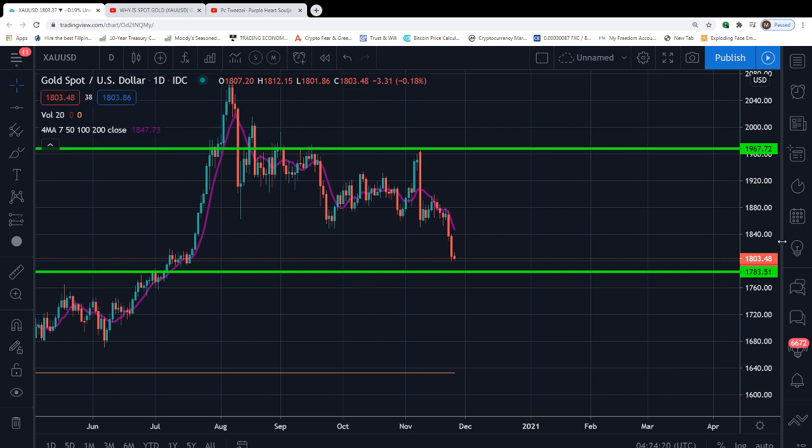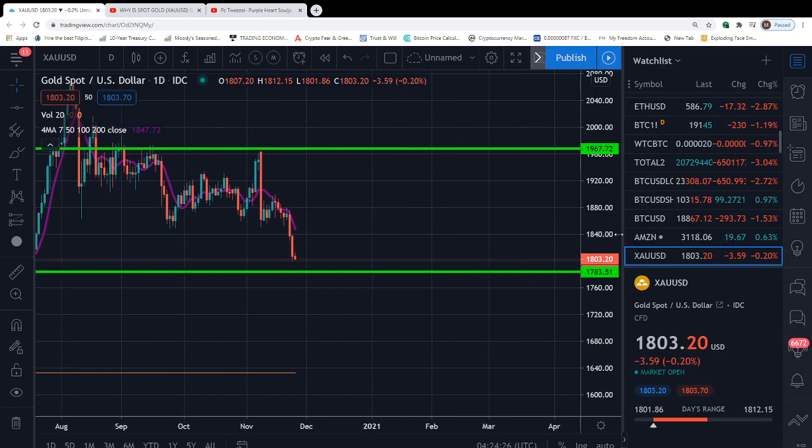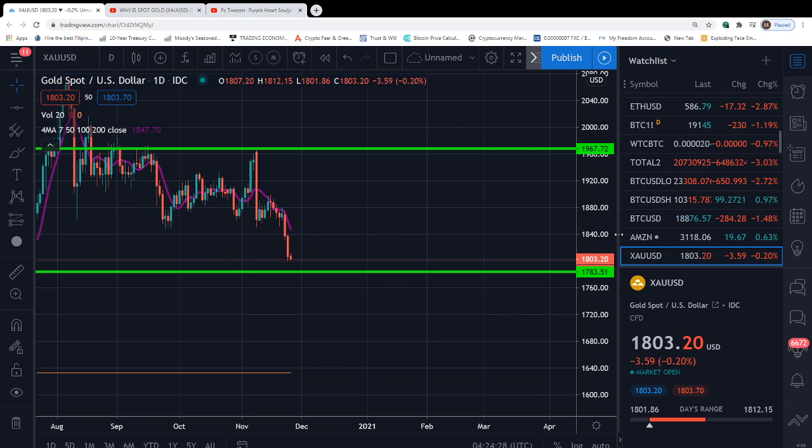Today, we're going to be taking a look at gold spot and the USD pairing, to see if we can understand the short to midterm direction in the markets here and try to explain why there's been some downward pressure.